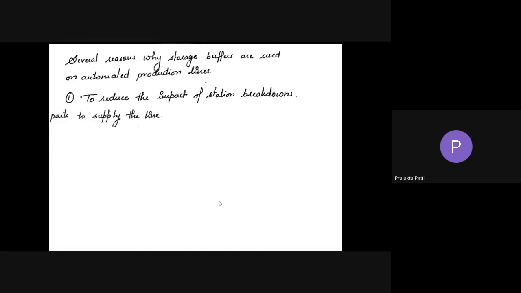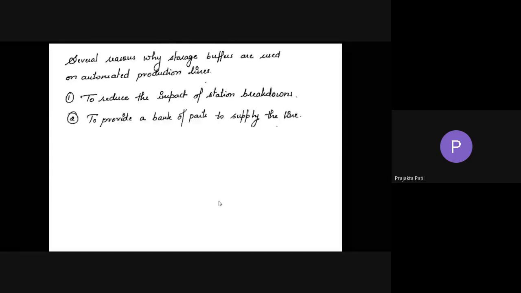Next is to provide a bank of parts to supply the line. Parts can be collected into a storage unit and automatically fed to a downstream manufacturing system. This permits the downstream operations to keep functioning. So the storage buffer is like a supply for the stations which are downstream.